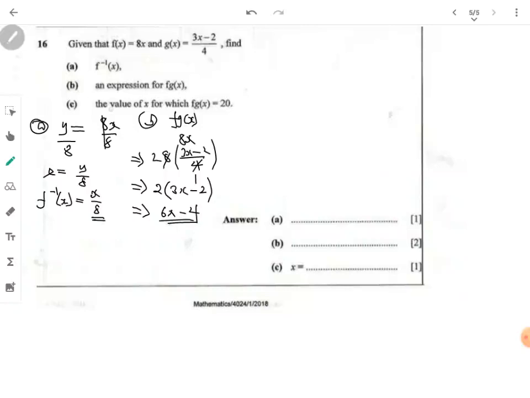And now they're saying find the value of x for which f of g of x is equal to 20. Now they're saying the same thing that you found here is equal to 20. But I've already found f of g of x is 6x minus 4 equal to 20. I know what to do in this case. I'll just collect the like terms. This is 20 plus 4. 6x equal to 24, over 6 over 6, and my x will be equal to 4.